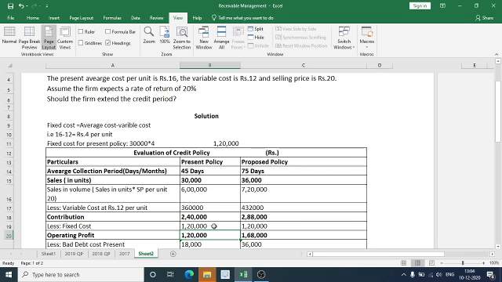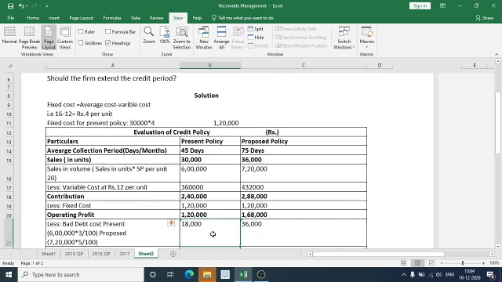Next, the operating profit, that is contribution minus fixed cost. So till here we deducted the operating cost. Next, we have to go for financial cost. In the financial cost, two costs will come: one is the bad debt cost and the other is the financial investment cost. The bad debt cost is given in the problem. For the present policy, 3% on sales. Similarly, for the proposed policy, 5% on sales.